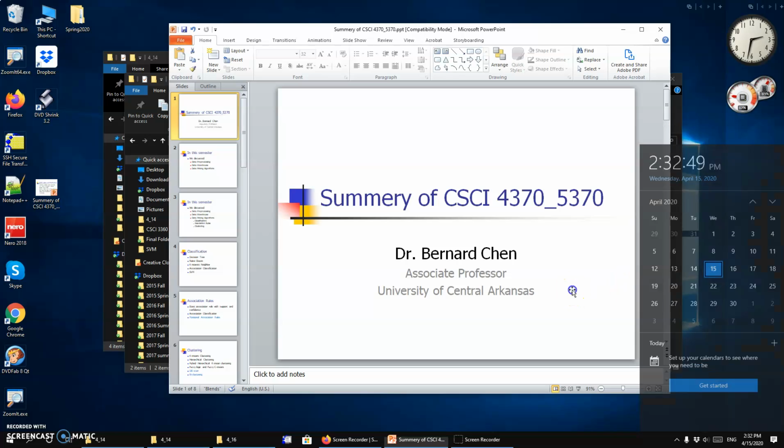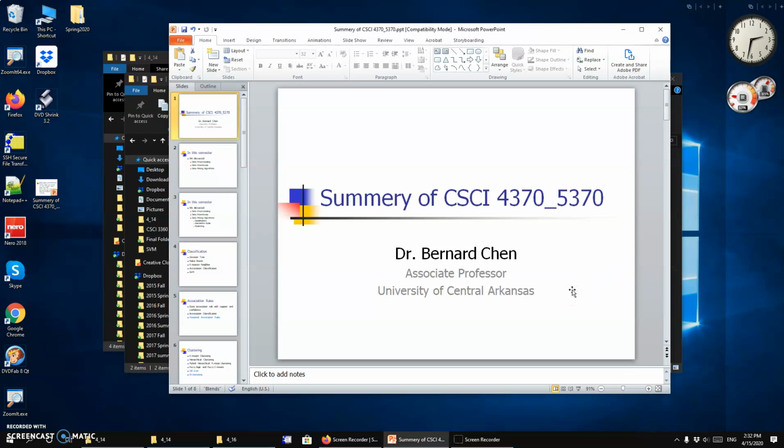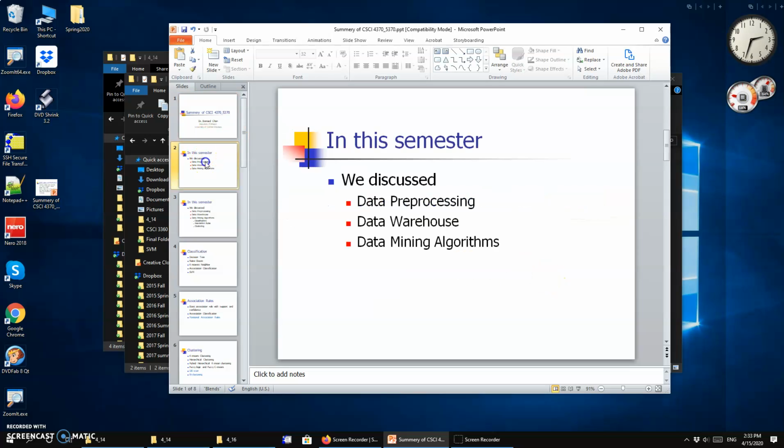the whole semester. So today, instead of talking about new algorithms, I want to discuss the accomplishments that we have done throughout the whole semester. So let's take a look at what we have learned in this semester. In the beginning of the semester, we talk about data preprocessing, and then we discuss what is data warehouse to provide a great data storage service to generate meaningful data.